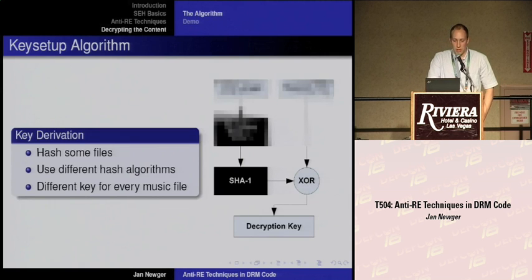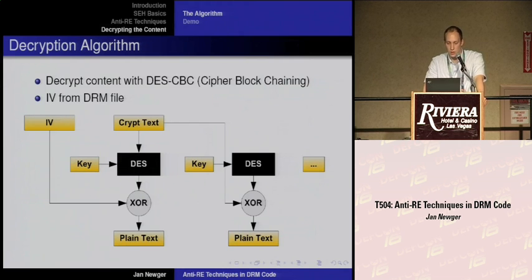Okay, so the key setup algorithm, here it is, though a little bit obfuscated due to some legal issues. It basically works by hashing some files using different hash algorithms, and finally the encryption key is made of some XOR operation. It turns out that the key is different for every music file. And as I said, it's a DES algorithm, and the initialization vector comes from the DRM file.